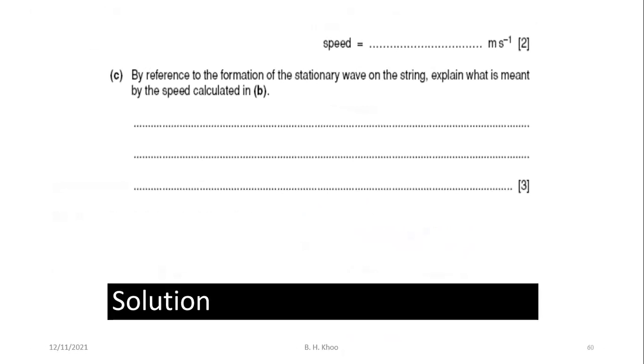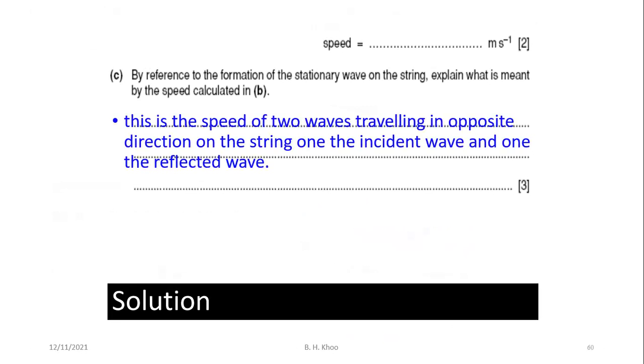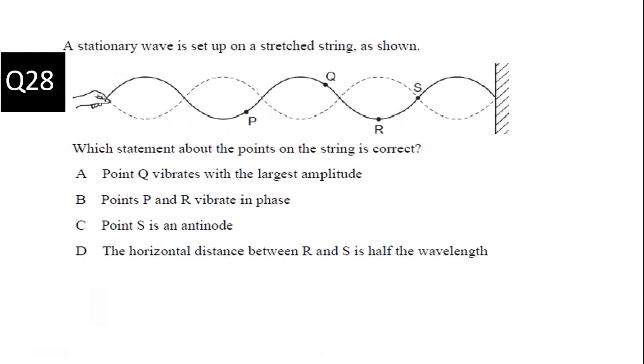By reference to formation of standing wave on the string, explain what is meant by the speed. What is this speed? This speed is the speed of the two progressive waves in opposite direction. That's how we form standing wave. The speed is the speed of the two progressive waves in opposite direction.